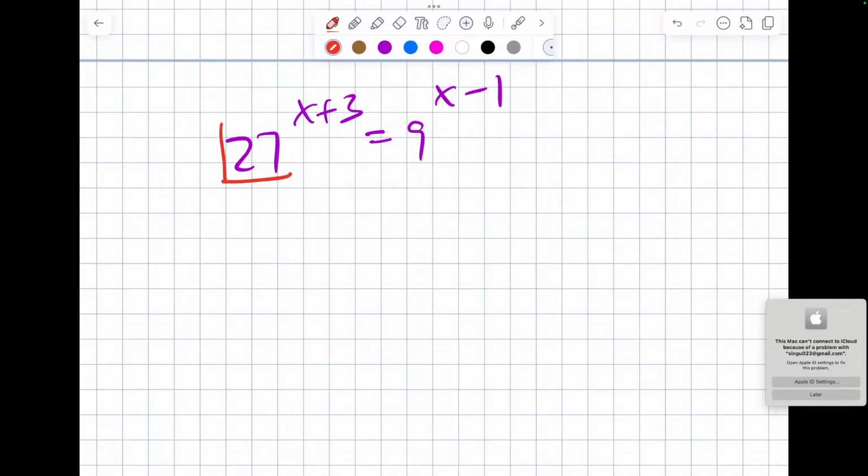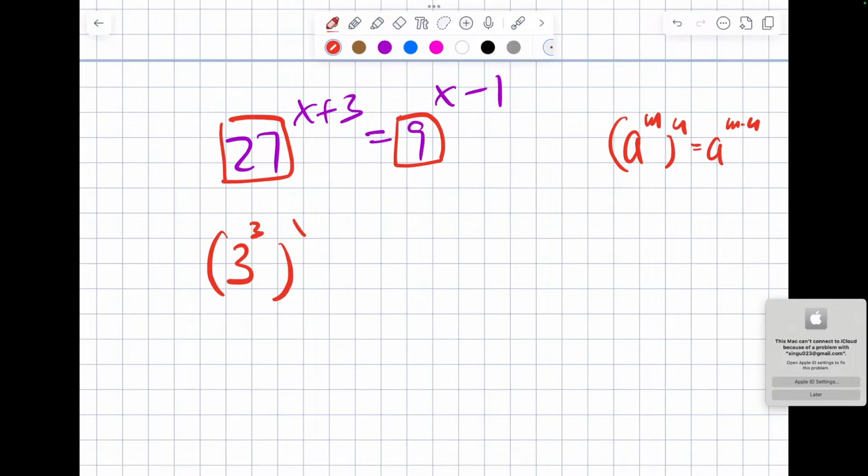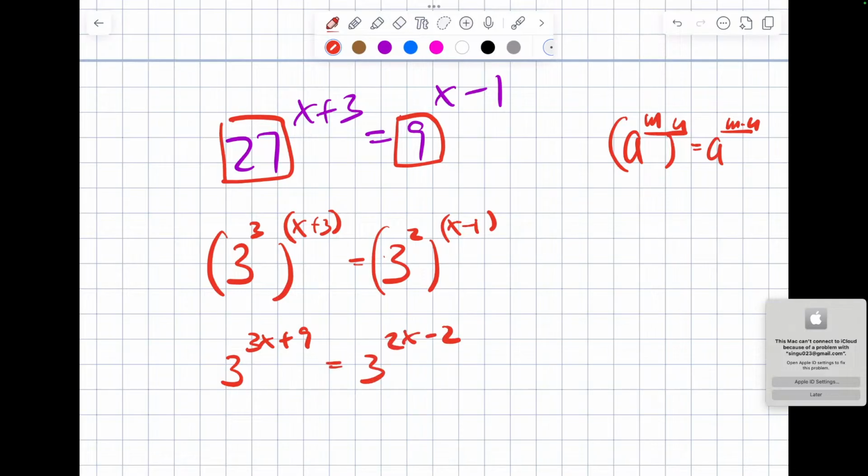this 27 and the 9, they both have a common base. So remember this rule, a to the m to the n equals a to the m times n. So now this one makes 3 to the third, and this is x plus 3, equal to 3 squared to the x minus 1. But the problem is this rule, they're going to multiply. So it's going to be 3 to the 3x plus 9 equal to 3 to the 2x minus 2.